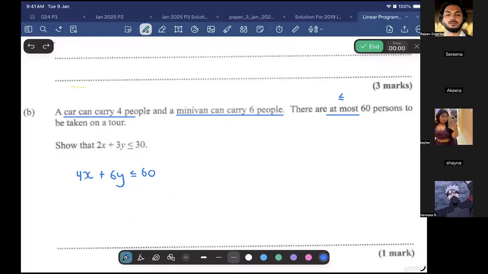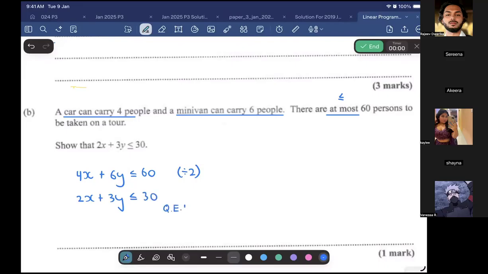By 2. Okay. What would I have to do with 6 to get 3? Divided by 2. And what would I have to do with 4 to get 2? Divided by 2 as well. So long story short, we're going to divide the entire inequality by what? 2. All right. So 2 into 4 is 2, so 2x. 2 into 6 is 3, so it'll be 3y. And 2 into 60 is? 30. Exactly. 30. That's it.